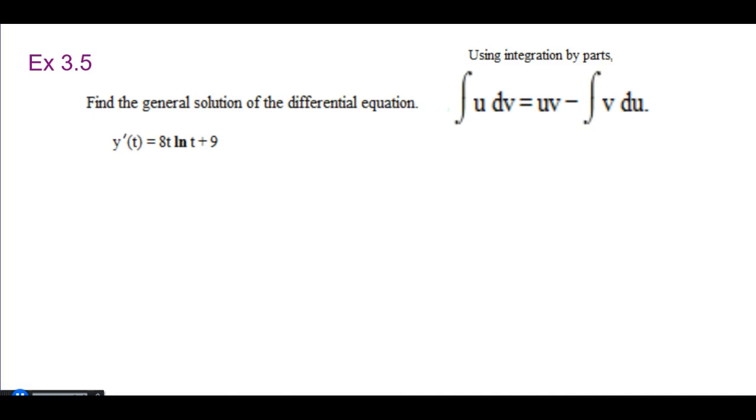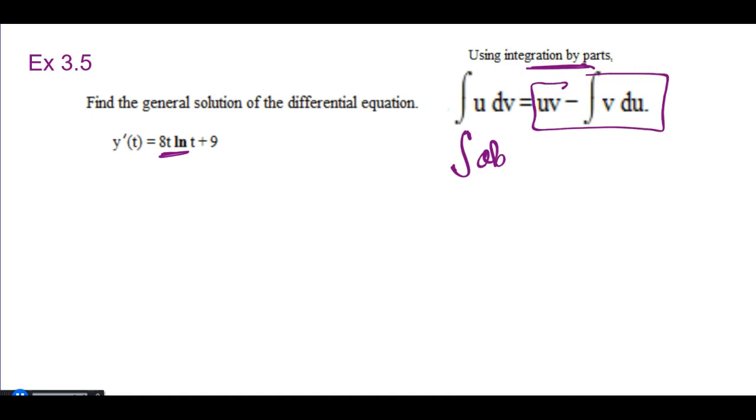Let me show you a problem where we have to use integration by parts, which is what we learned back in the previous section 7.2. So here you have a product, and remember, we don't know how to take the integral of a product. We've got the product rule for derivatives, but there is no product rule for integration. We have a technique called integration by parts. It's uv minus integral v du.